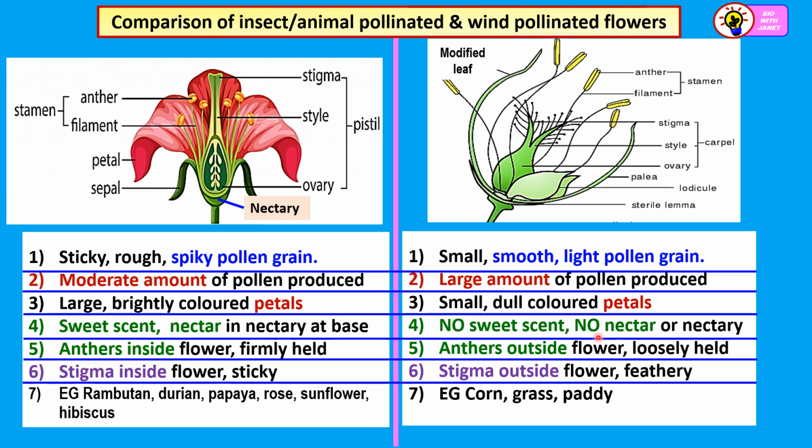they do not depend on insects, so they don't have any sweet scent and any nectar to attract insects. Number 5, for animal-pollinated flowers, the anthers are inside the flower within the petals, and they are firmly held. Same with the stigma. They are inside the flower and they are sticky.